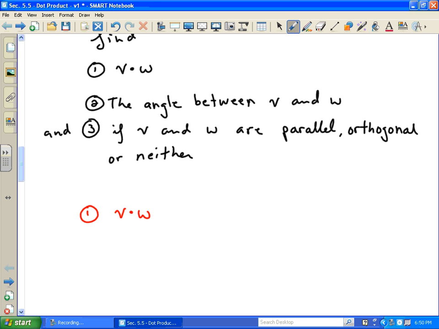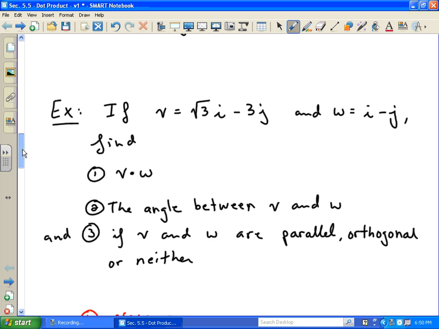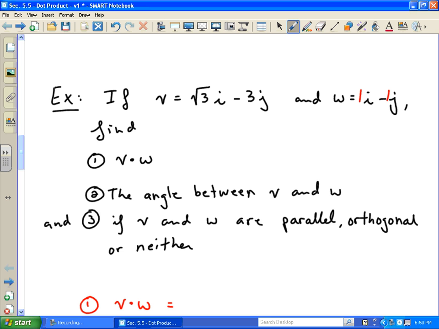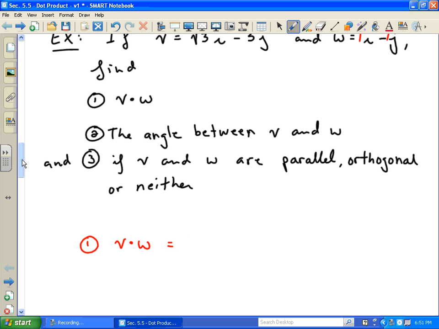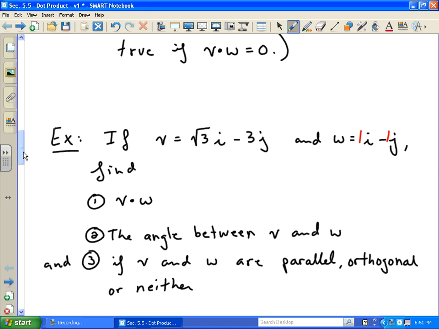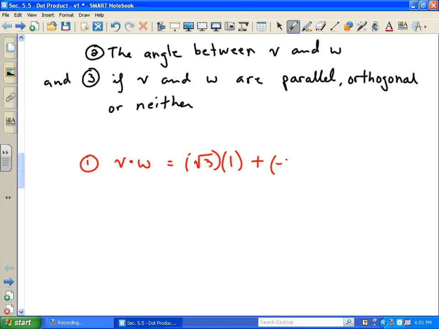On here what we want to do is take the horizontal components from both of these vectors and multiply them. The horizontal components, you'll see over here there's understood ones with these. The horizontal components are the square root of 3 and the 1. So we'll take the product of those two things first, and then we'll add the vertical components. We see that this is negative 3 and negative 1. And so the dot product is the square root of 3 plus 3.